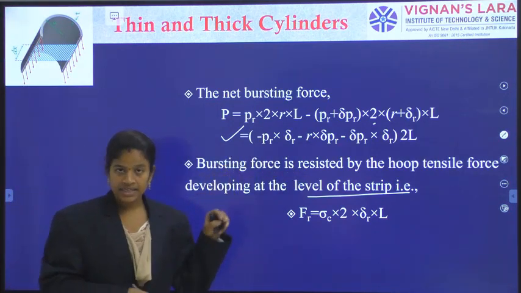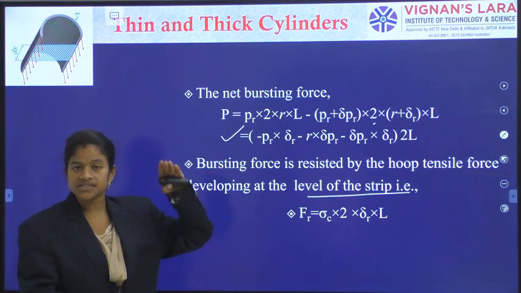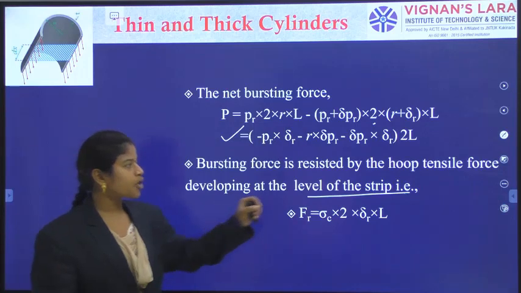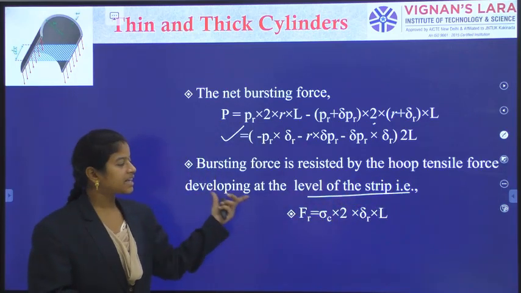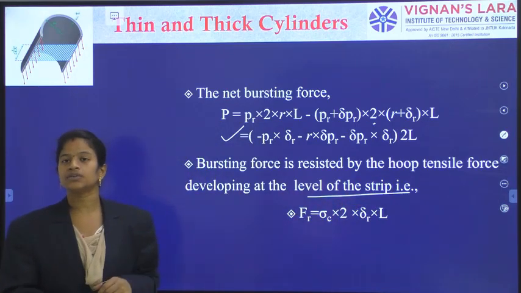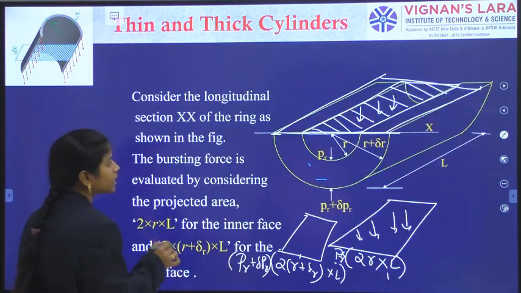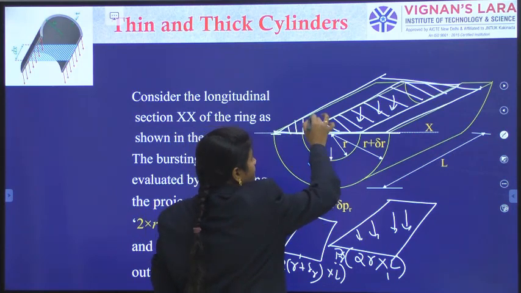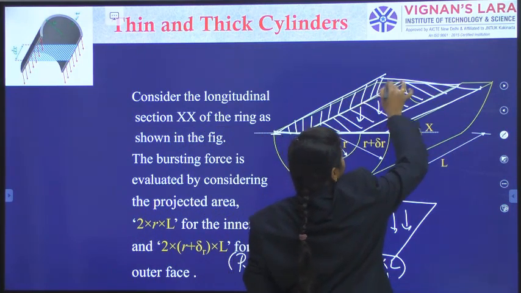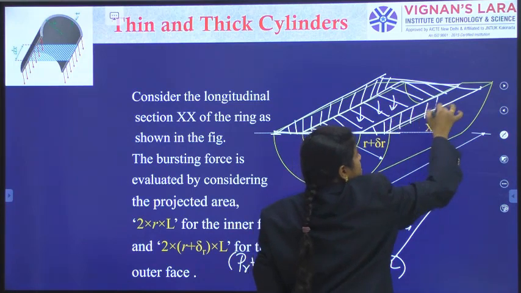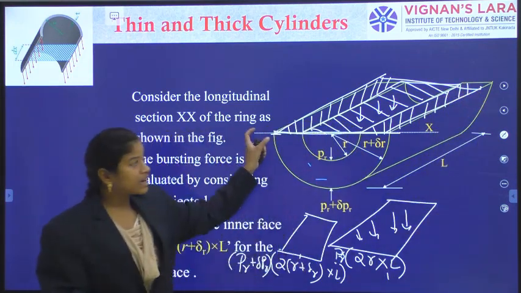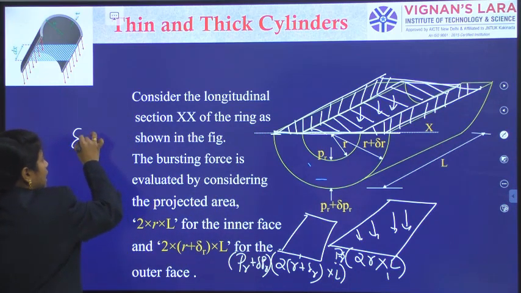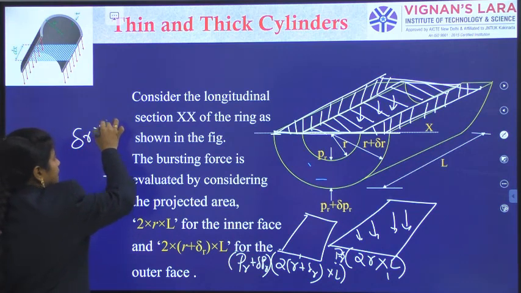The bursting force offered by the fluid is being resisted by the corresponding hoop tensile force. What is the hoop tensile force? Again, you can observe this same picture. What is the connectivity still there? Only this portion was connected. The metal which is connected is this portion. So what is the area of the metal that is connected? The radius, delta R thickness into L length.